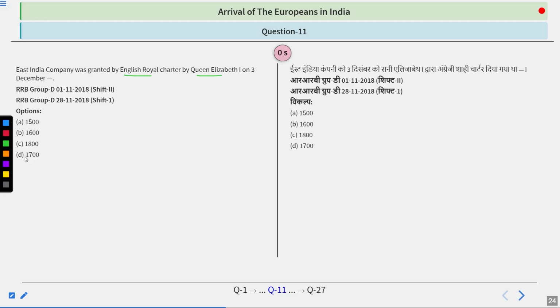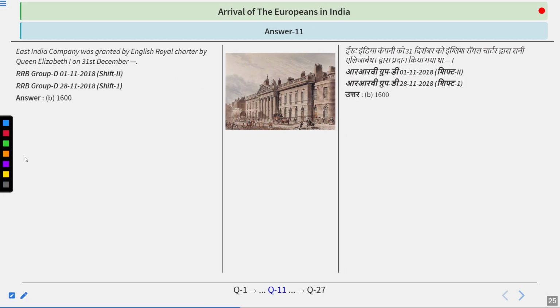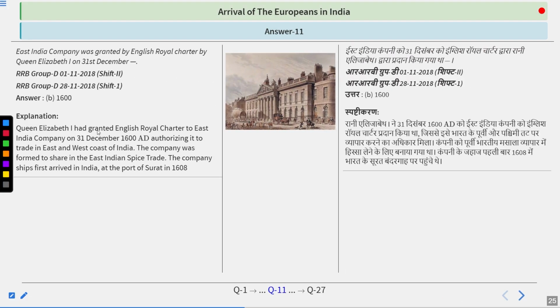And I guess you have figured it out. The answer is 1600. Queen Elizabeth granted the English Royal Charter to the East India Company on 31st December, authorizing it to trade in India, on the east and west coast of India. The company was formed to share the East India spice trade. The company's ships first arrived in India at the port of Surat in 1608. So at the time they got the charter, the emperor was Akbar, and at the time they arrived in India, the emperor was Jahangir.